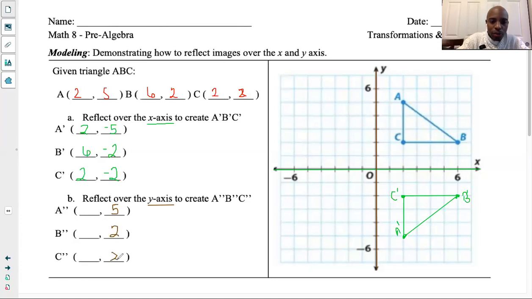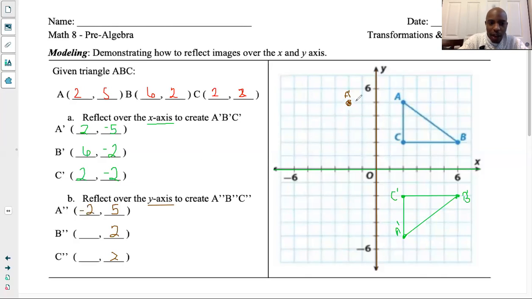Now, how do you notice? All right, let me show you again. We're flipping it over this line. So if I wanted to say A double prime would be somewhere right here, because I see that it's 2 units away from the y-axis. So A double prime would be that. What is that point? That point is -2, +5. Notice 5 is still there.